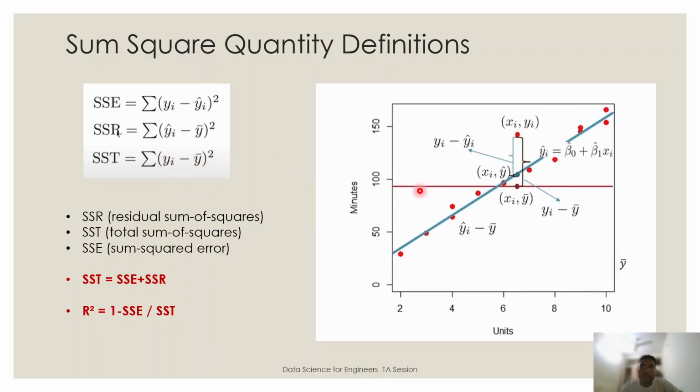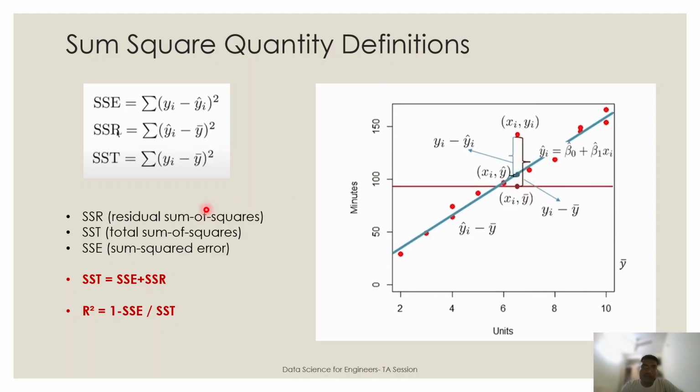So you are able to see this particular line. This is the mean line of y, the mean of y. The distance between this yi, the actual value, and this particular mean line is the black line you are able to see.